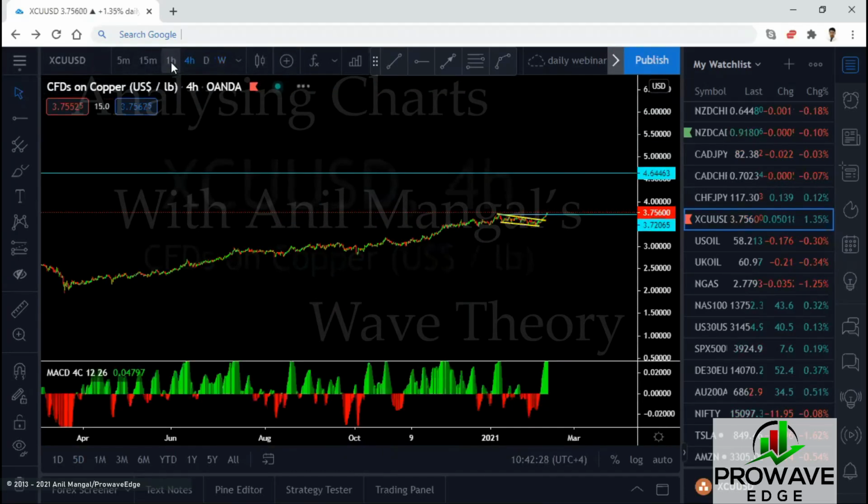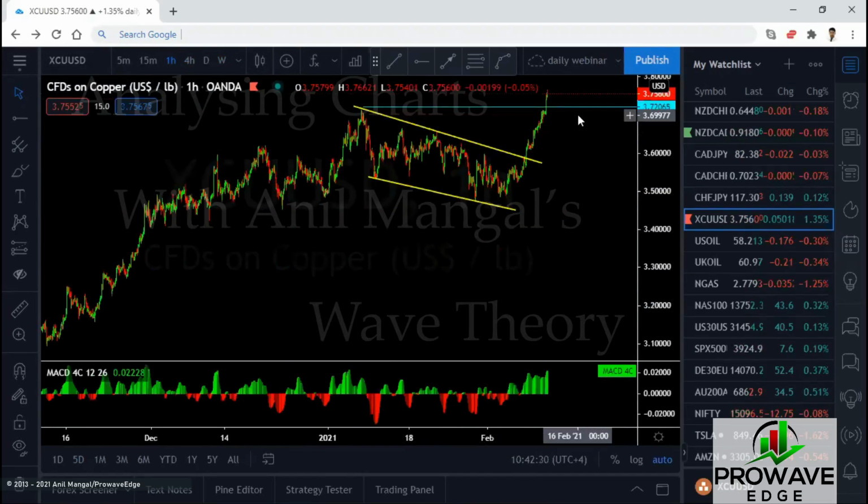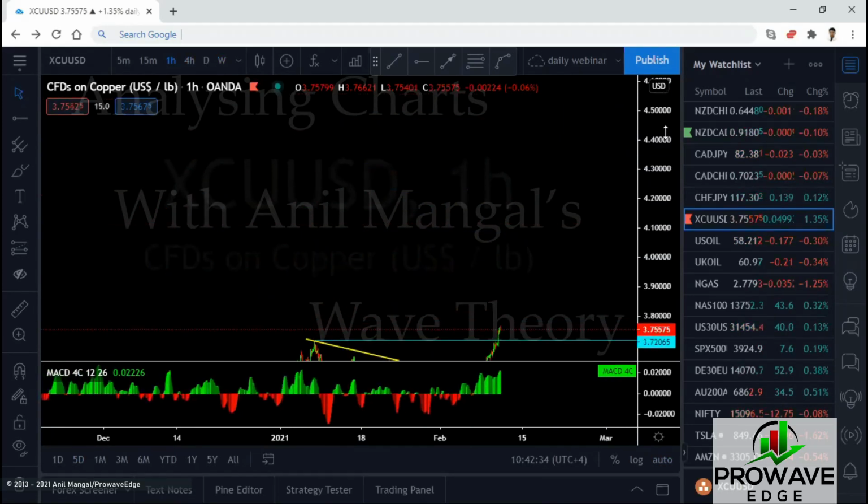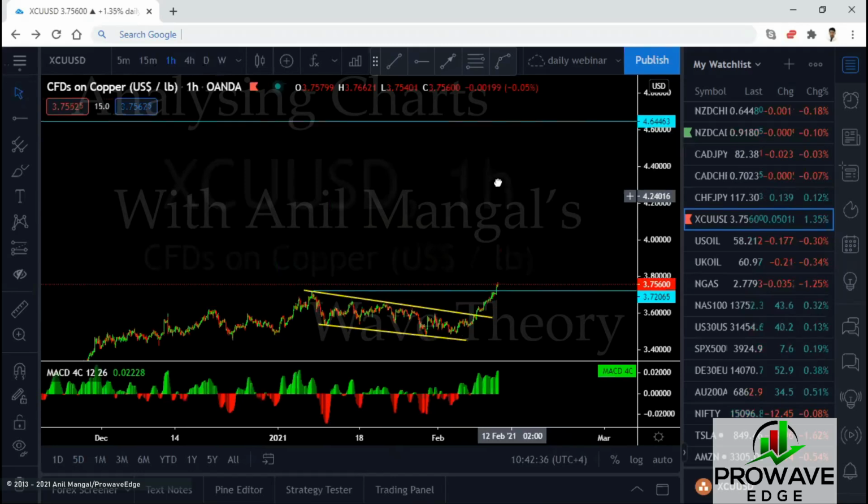Go back on the 1 hour, 4 hour, 1 hour. There's still more to go. If you get flags, you can buy. Still a lot more to go to this top.